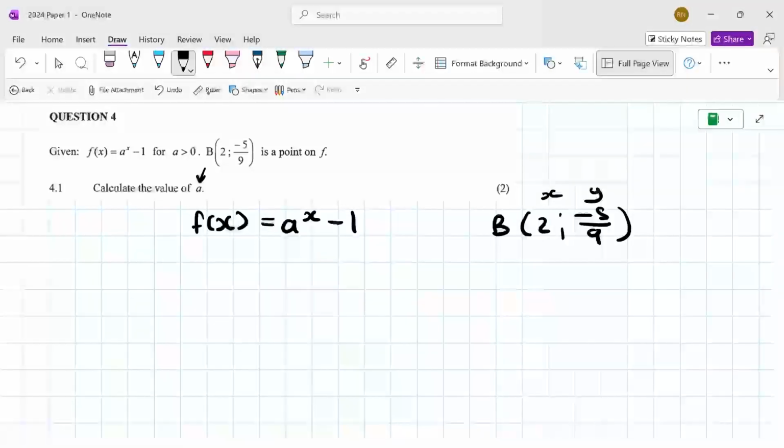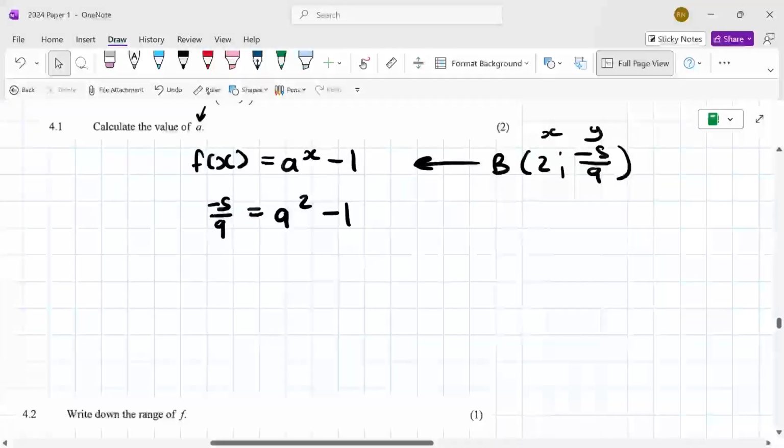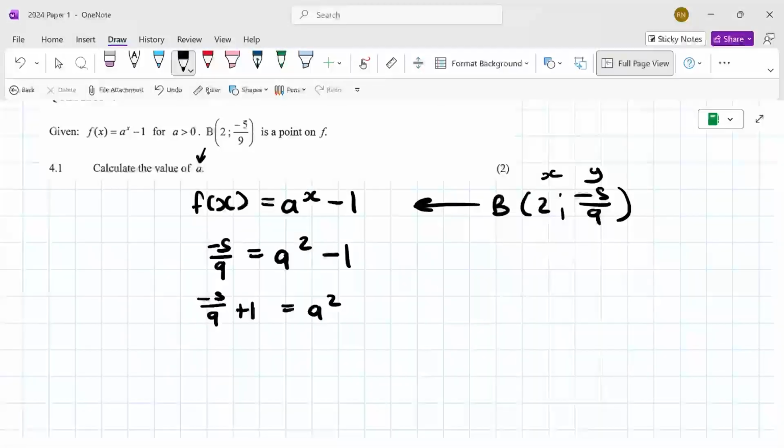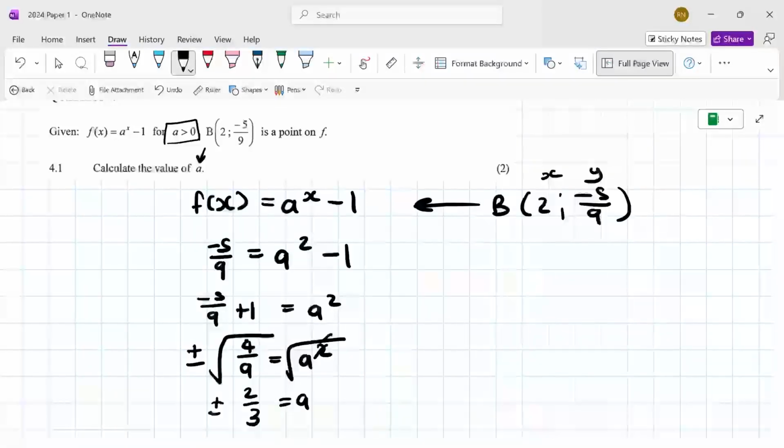We're going to substitute in the point that we have here, right? So we're going to put in y is minus 5 over 9 is equal to a to the x, which is 2, minus 1. And now we're going to just solve for a, right? So we're going to have minus 5 over 9 plus 1 is equal to a squared. So that'll give us 4 over 9 is equal to a squared. Then you're going to square root both sides to get rid of that square, and you have to add a plus minus whenever you take a square root, right? And so this gives me a positive or negative 2 over 3 is equal to a, but they told us that a is greater than 0, right? So it has to be the positive version. So a is equal to 2 over 3.